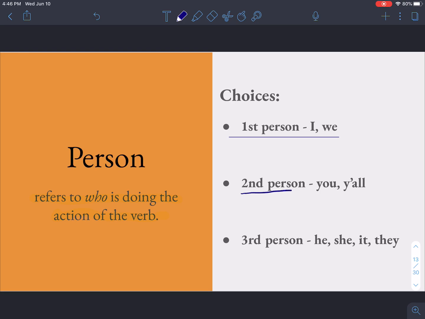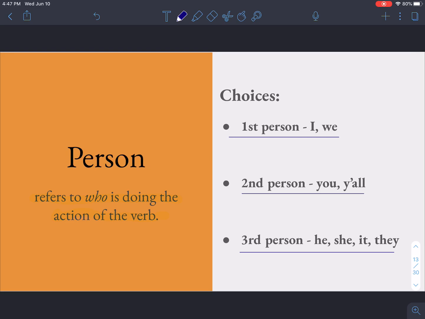Second person is you or you all. So you as the speaker are talking to somebody else. That's one step away from yourself, so that's second person. And finally you've got third person, which is he or she or it or they. If you think about it, you as the first person are talking about some guy over there, somebody else. You're not talking to him, he's even further than that. He's he, she, it, or they.